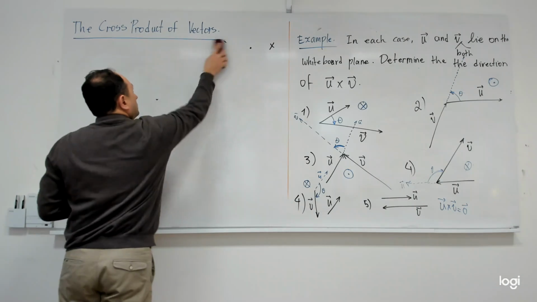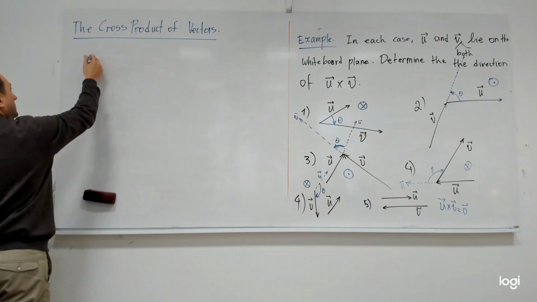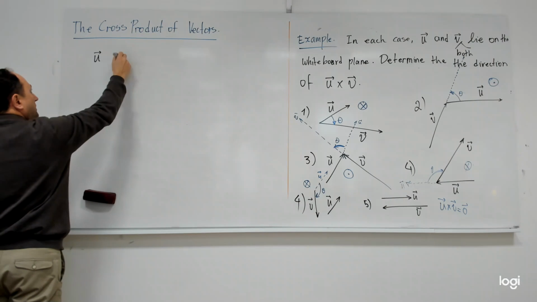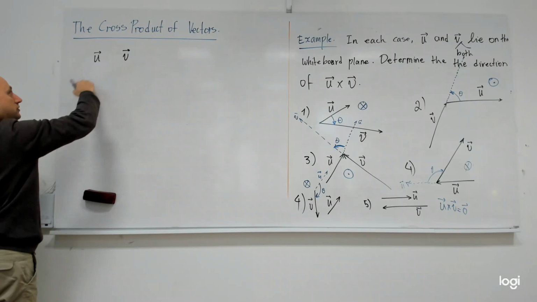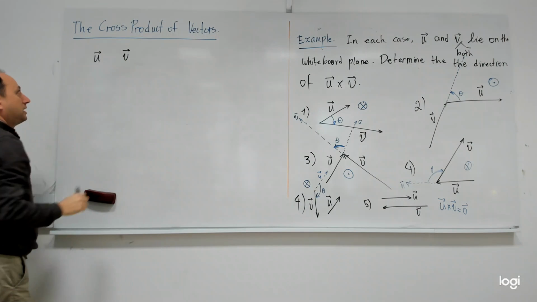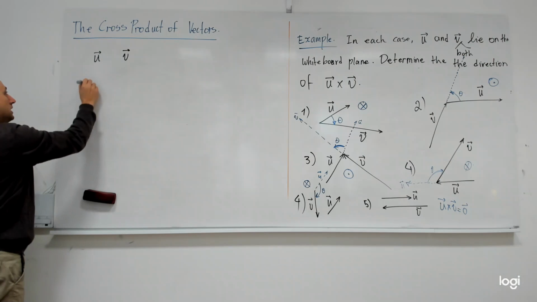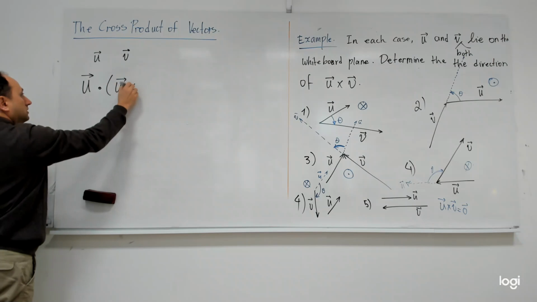Okay, now I want to ask you a question. I give you two vectors. It's extremely important to know this. I give you two vectors, u and v. I don't tell anything more about these two vectors. I don't give you anything about the sizes of these vectors. I don't tell you anything about the angle between these two vectors. Now I ask you, can you say something about this particular combination?